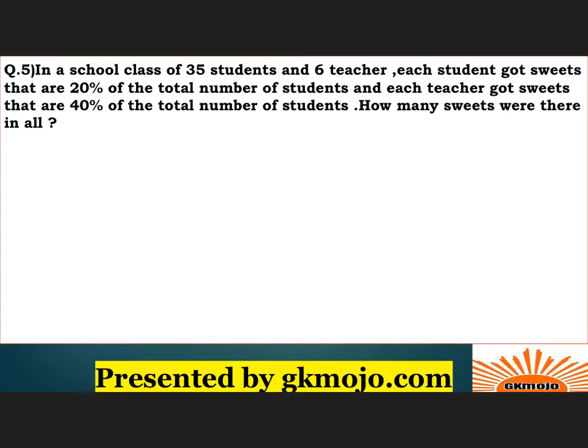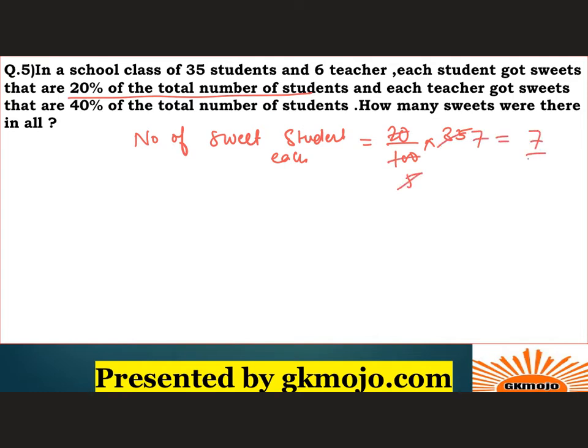The number of sweets got by each student will be, as given, 20% of the total number of students. 20 by 100, how many total students are there? 35 students are there. So this will be the number of sweets that are got by each student. 5 ones are 5, 5 sevens are 35, so each student gets 7 sweets.